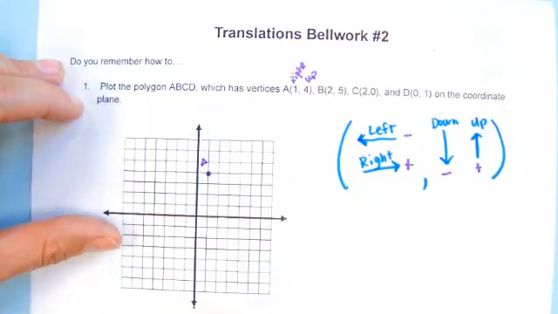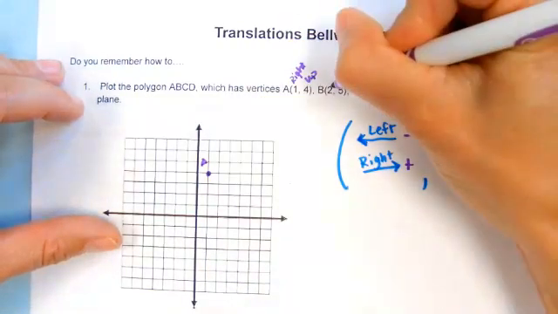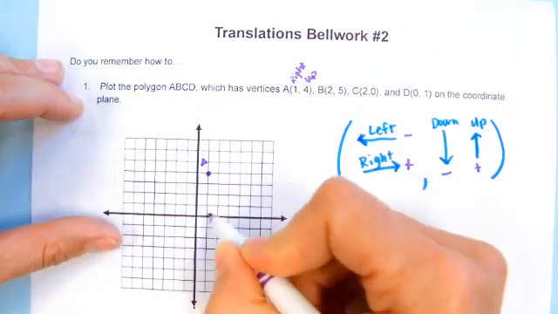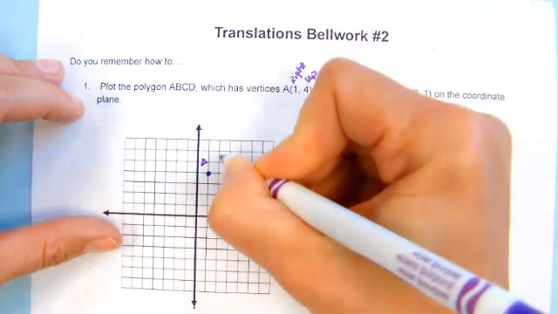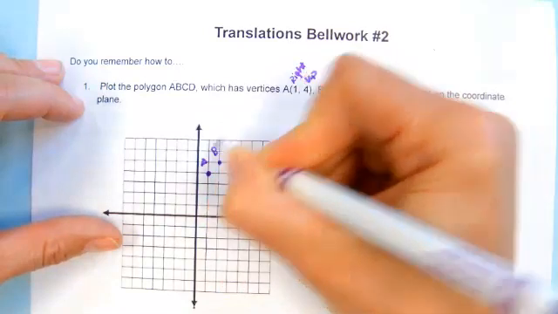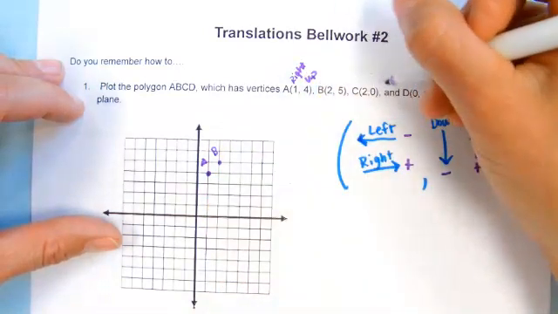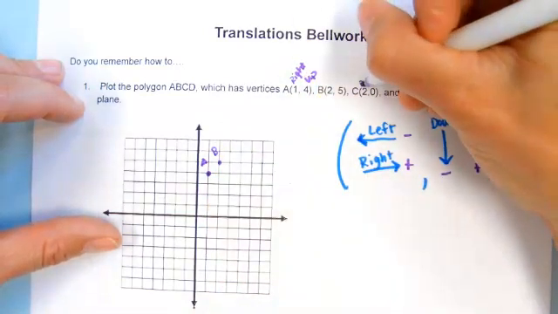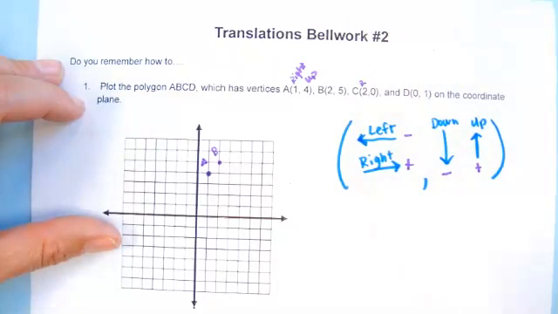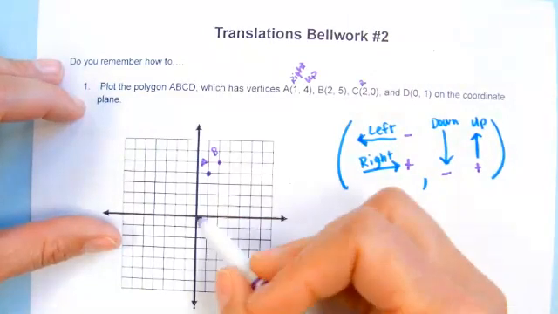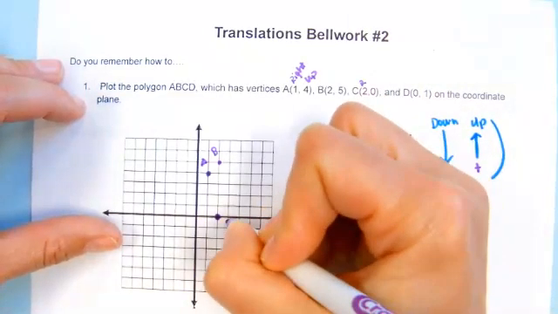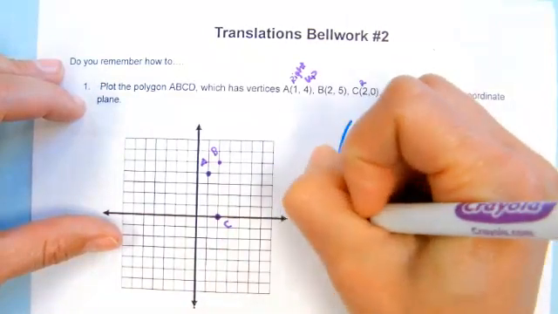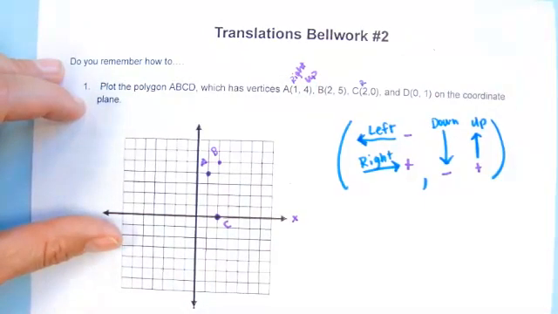All right, so let's go to B. B means right 2 and up 5. So if I go right 1, 2 and count up 1, 2, 3, 4, 5, here is point B. And then (2, 0) for C means I'm going to go right 2, and then 0 means I don't go anywhere else. So all I'm going to do is go right 2. I'm not going to go up or down, and I'm going to leave it on the x-axis, and that's going to be my point C.